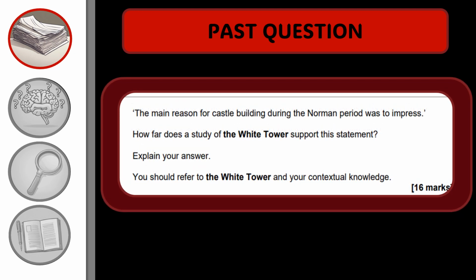This is another question. The main reason for castle building during the Norman period was to impress. How far does study of the White Tower support this statement? If you don't know the White Tower, I didn't know this until teaching this. That is the main tower, the main keep of the Tower of London. So, very iconic building, and dare I say it, much easier to talk about than the whole of Wales. But you can see there that the structure follows the same path.